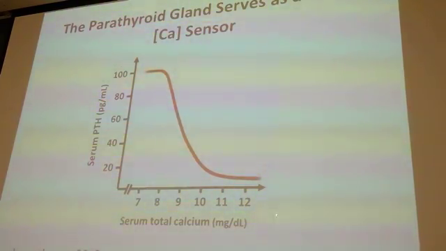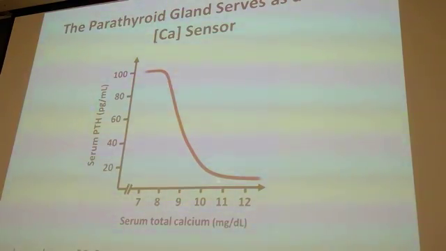Along the x-axis, we have the total amount of calcium in the blood, and along the y-axis, we have the amount of parathyroid hormone. What you can see is that under conditions of low calcium in the blood, we have really high amounts of serum parathyroid hormone release. So low calcium releases parathyroid hormone. Under conditions of high calcium, very little parathyroid hormone is released.